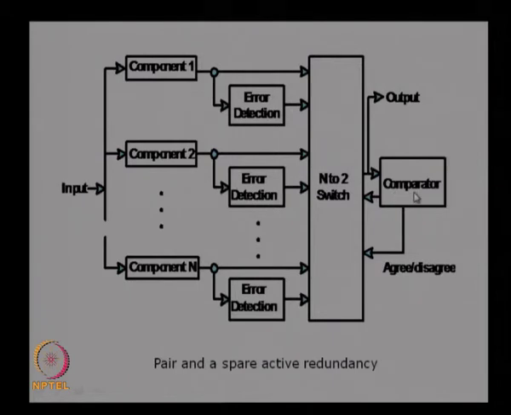If the comparator agrees that the two outputs are the same, then that output will be sent as an output from this N to 2 switch. So, we are including one more stage of comparison of two outputs to give the main output from here. This is known as the pair and a spare active redundancy. Instead of having one output going from here, it will take two outputs, compare them and see whether there is an error or not, and based on that an output will be given.